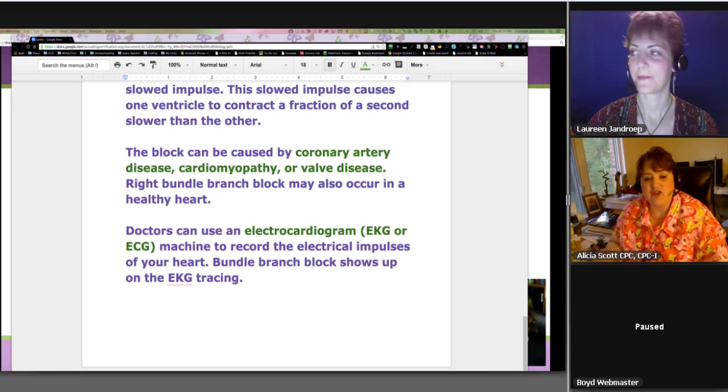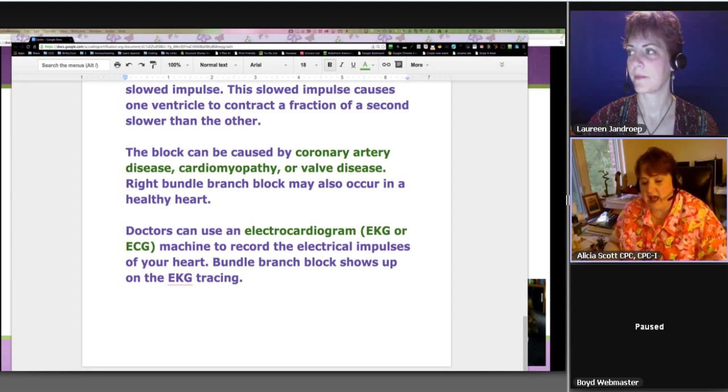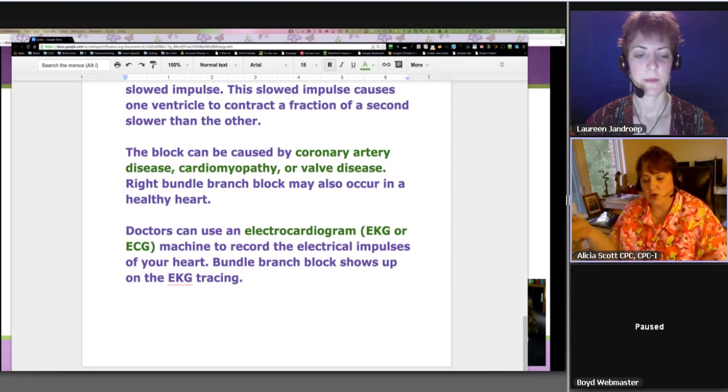In a healthy heart, you can still have these problems if you're an athlete and your heart's in good condition. Okay, this is not about the muscle of the heart. This is about the electricity or the electrical current that's running through the heart. This is all based on nerves. Doctors can use an EKG or an ECG machine to record the electrical impulses of your heart, and a bundle branch block shows up on the EKG tracing.